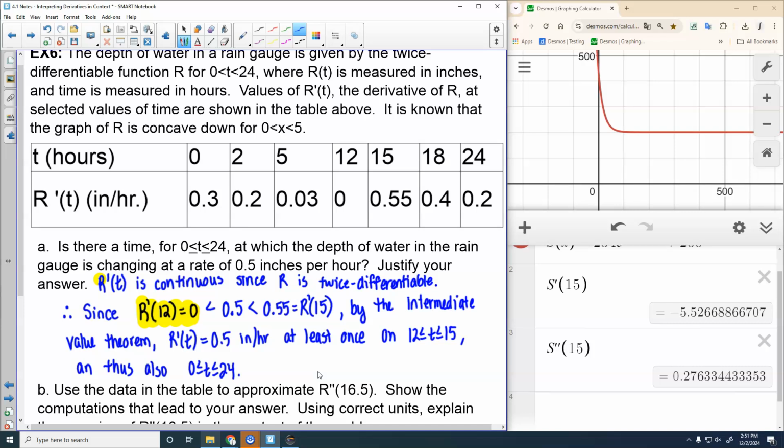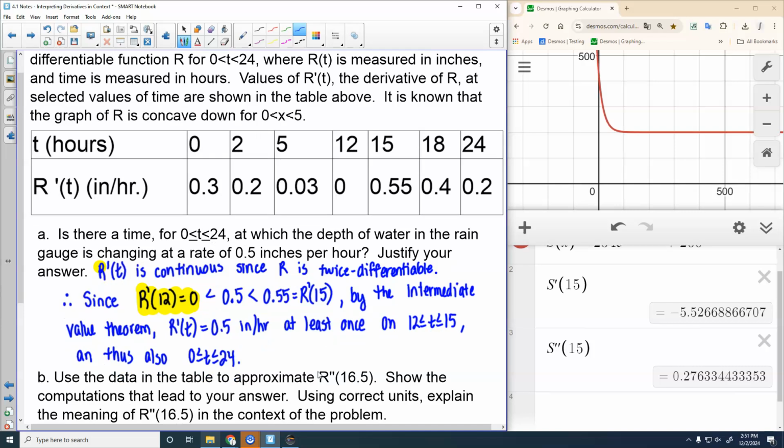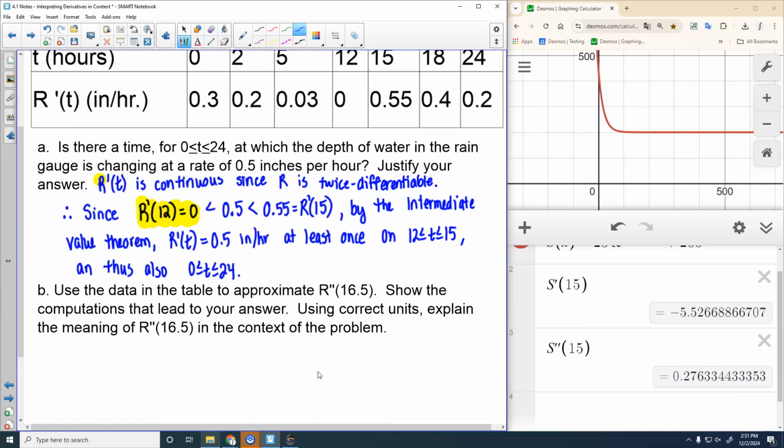Questions? Okay. The second part of this asks you to approximate the second derivative of R at 16.5. Show the computations that lead to your answer, and then explain the meaning in context of the problem.